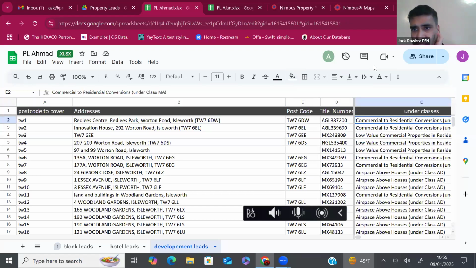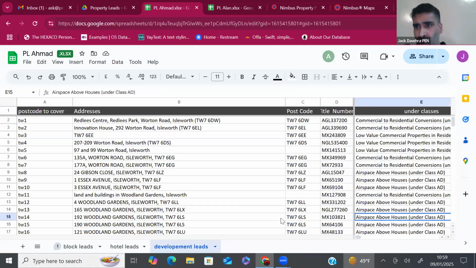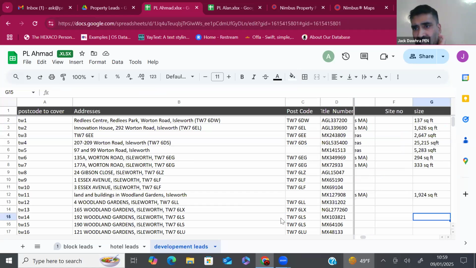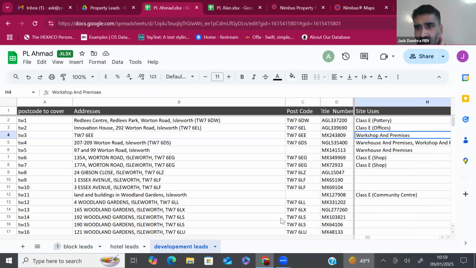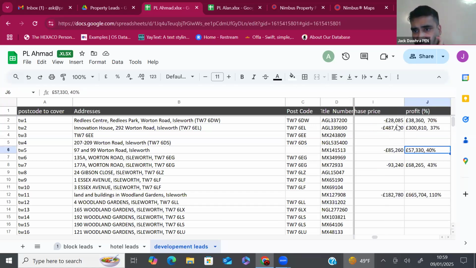Now, look at this. It says commercial to residential. See here. Commercial to residential conversion. And then it says the size of the site. And then it says site use, the existing use. And then it says the purchase price. So how much can you potentially pay for something like this?